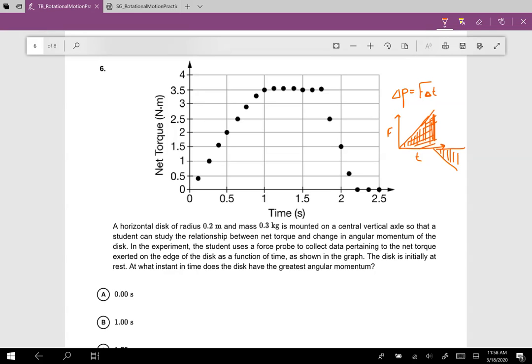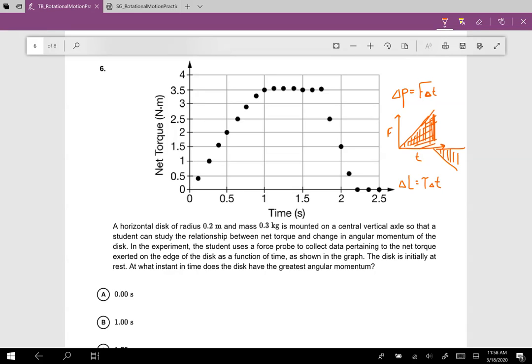So what we're looking at here is our change in angular momentum, as I said in an earlier video explanation, is the same idea just with our angular components. So instead of force, we have torque, and then time is the same. Time is still time. So what we really have is the same idea. We're just graphing torque versus change in time.